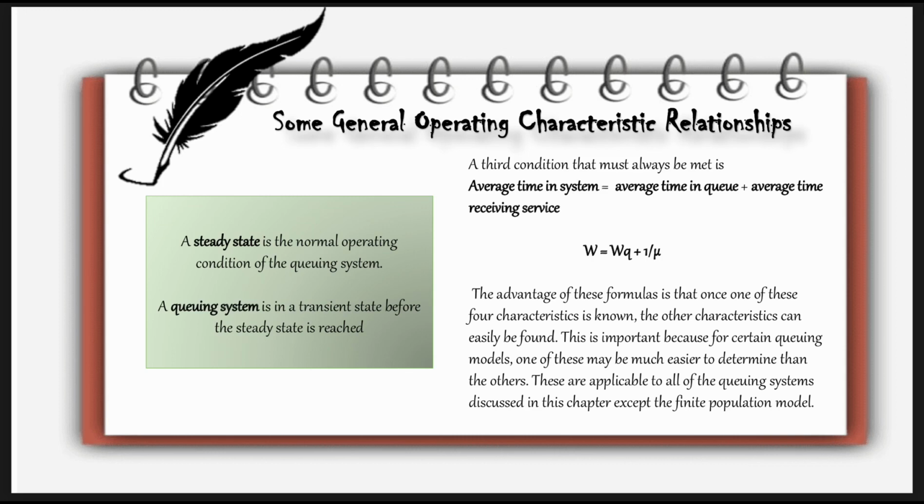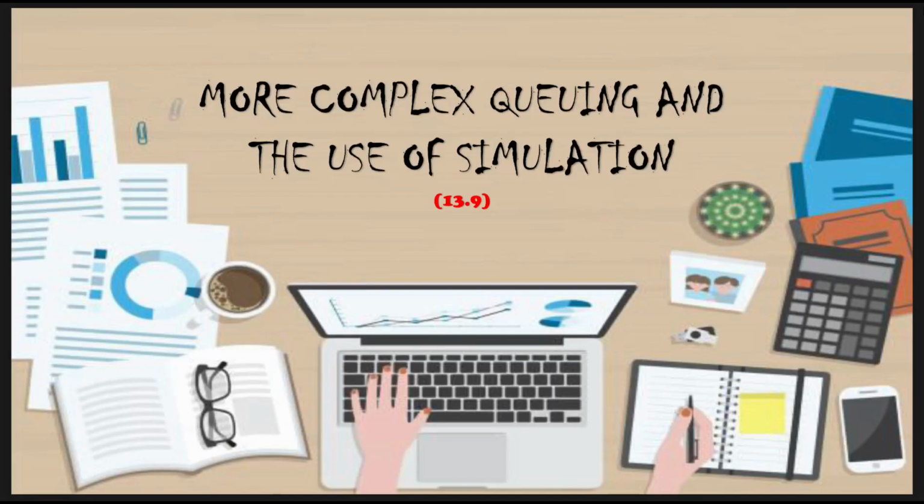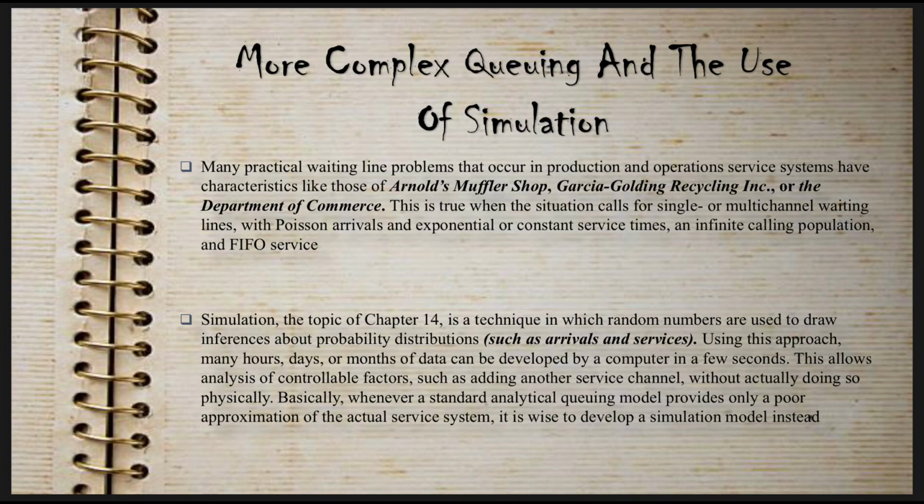This is also important because depending on the queuing model, one of these parameters may be significantly simpler to figure out than the others. These are applicable to all of the queuing systems covered in this chapter except the finite population model. More complex queuing and the use of simulation.